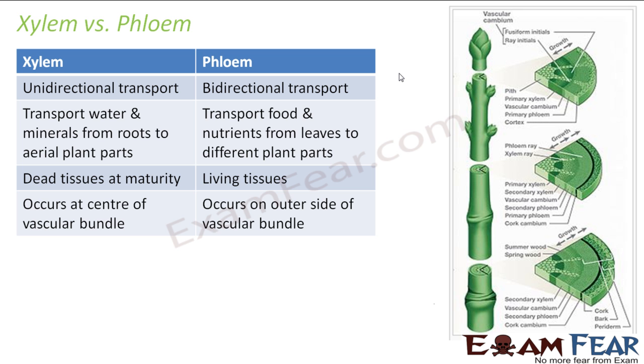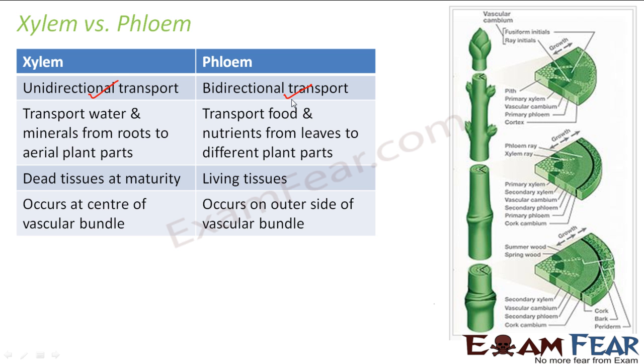So now let us quickly talk about a comparison between xylem and phloem. When I talk of xylem, xylem gives unidirectional transport. That means the transport of water takes place only from root towards the upward direction. That means the transport of water does not take place from stem to the root. It always happens from root upwards, right? So it is unidirectional. Whereas in case of phloem, it is a bidirectional transport. That means the food is transferred from leaves to the roots. That means it comes from up to down.